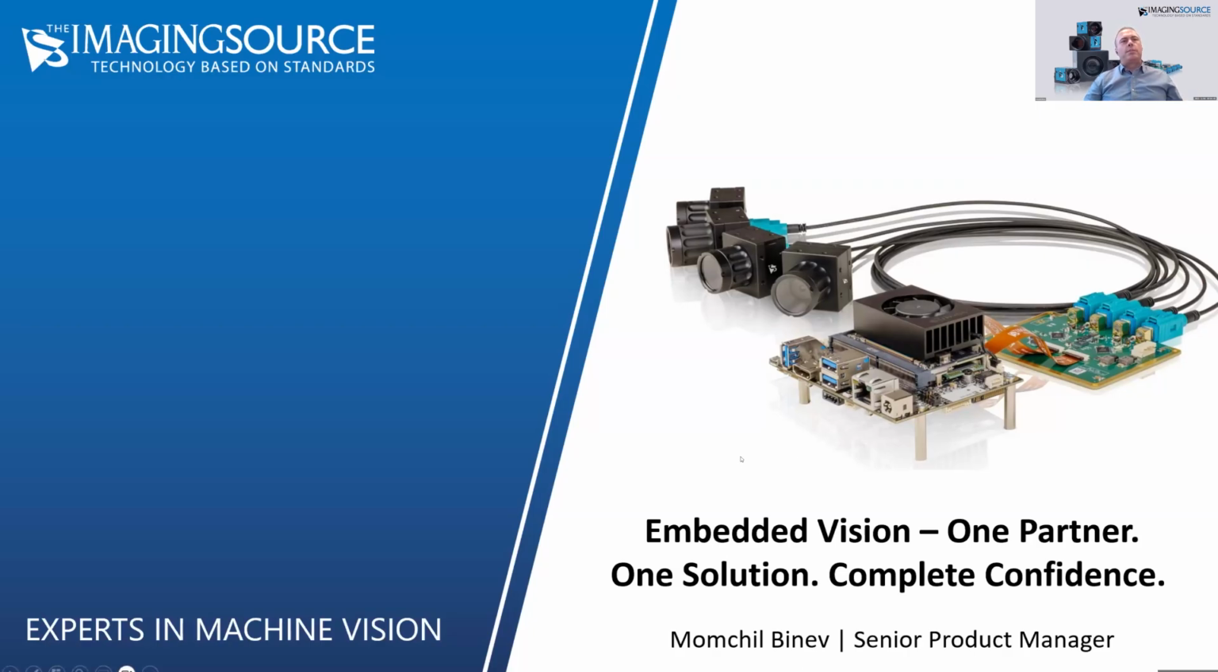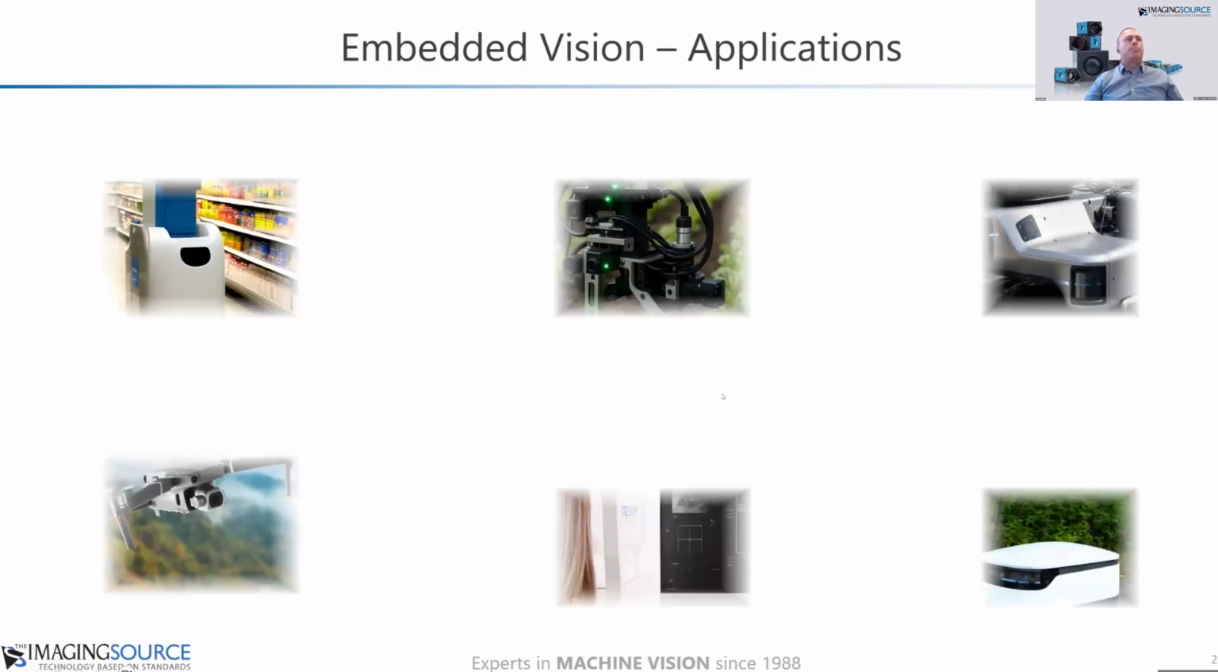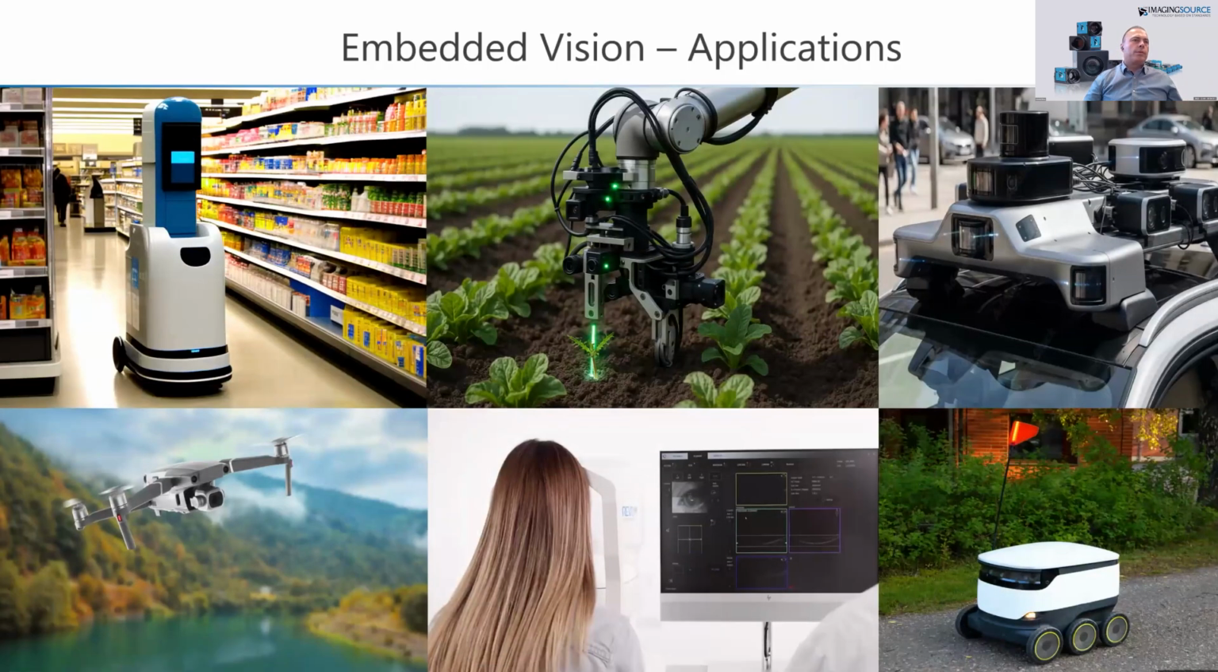Let's start with some typical application examples for embedded vision. I'm sure that all of us have seen them already around us. This could be robots in retail. It could be, of course, in medical and life sciences. There are surely autonomous mobile robots, agricultural applications for sure, and a lot of possibilities in drone applications. And this is just a fraction of where we see embedded vision nowadays already, actually since years.